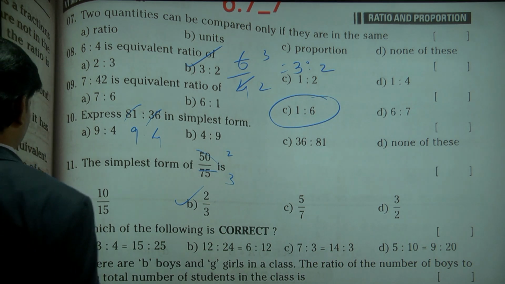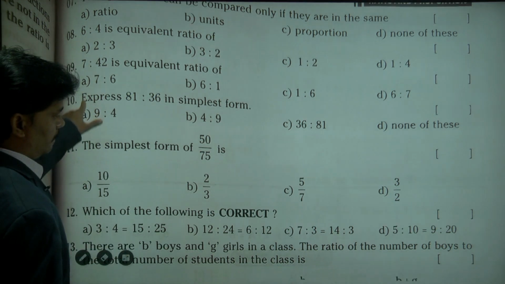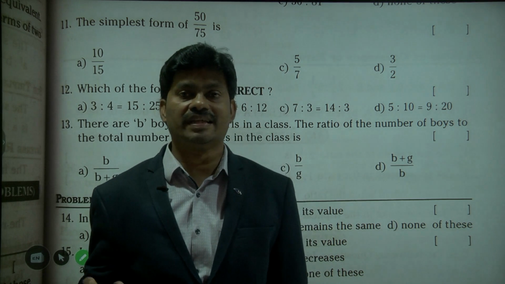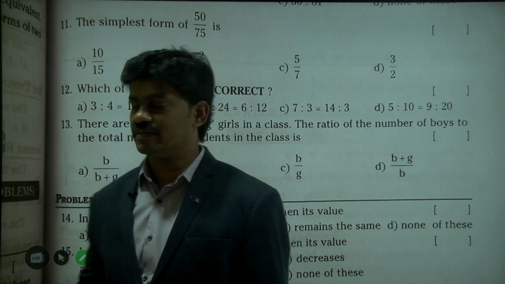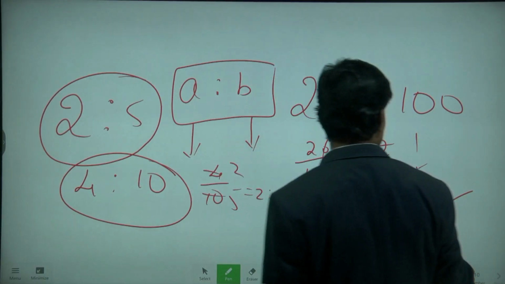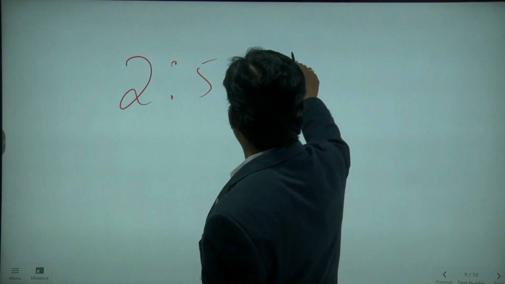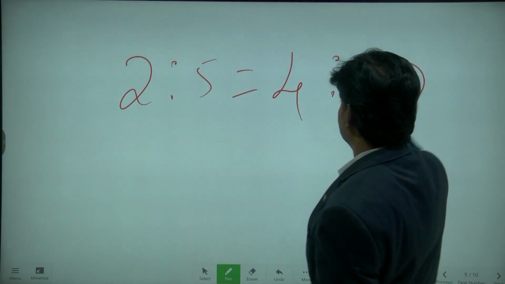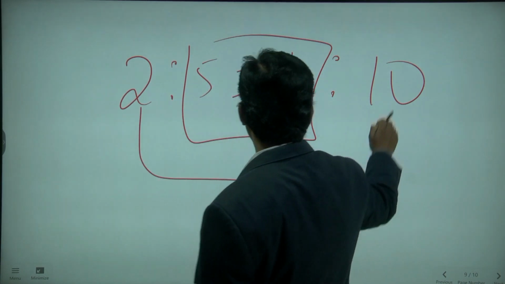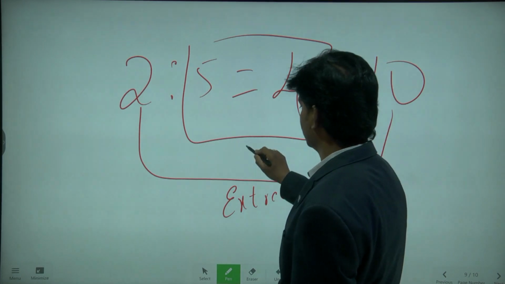12 sum. So two ratios are given for comparison. We have to check whether they are equal or not. You can take the product of means equal to the product of extremes in that way, or you take the cancellation. I will go with the product of means and extremes. I will explain when two ratios are equal. Here 2:5, 4:10, equal or not? The first term of the first ratio and the second term of the second ratio are extremes.